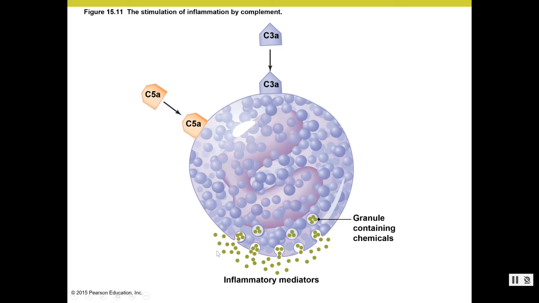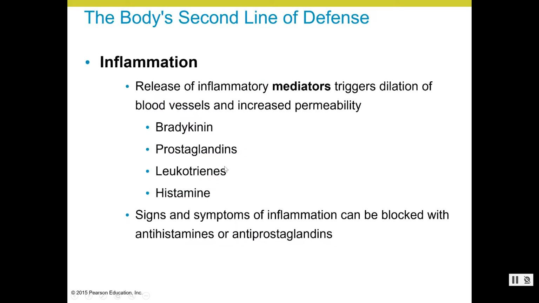It binds to these white blood cells. They produce these inflammatory mediators. So what are inflammatory mediators? They're going to trigger dilation of the blood vessels and increase permeability. We have identified a few of them: bradykinin, prostaglandins, leukotrienes, histamine. Any of these sound familiar?